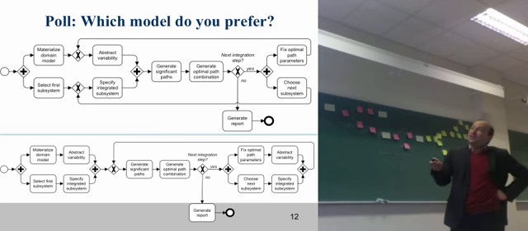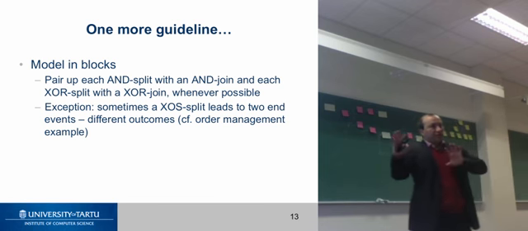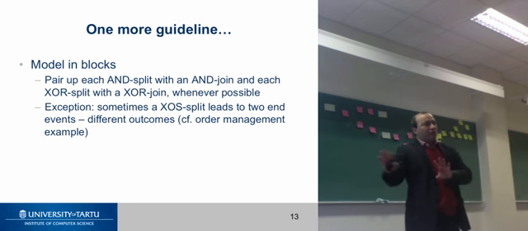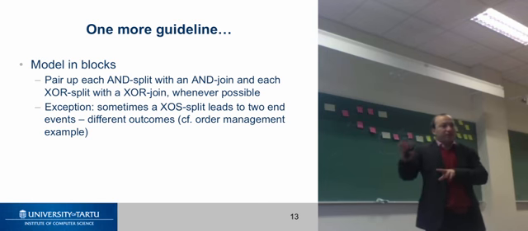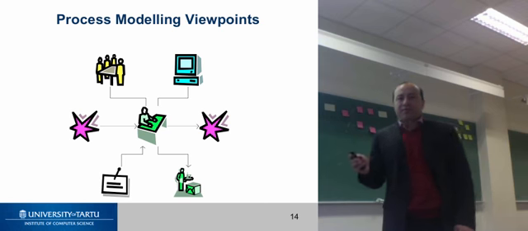Here, this AND split, well, not clear. It matches this join, but this join also matches this split. So it's not block structure, we call it, and that actually is what makes models very confusing. So always, AND split and join. When you're going to put an AND split, think of where you're going to put an AND join. Also, if possible, XOR split, XOR join, right? But the AND split and join is particularly important.